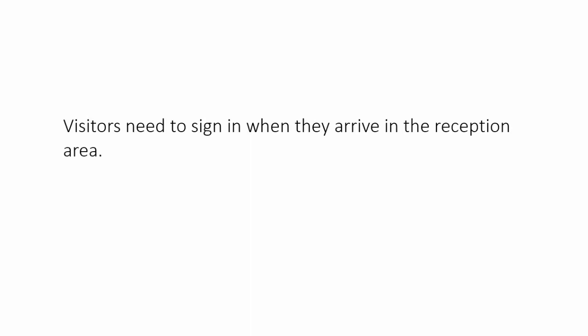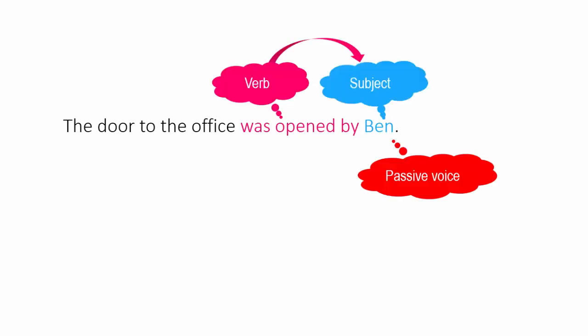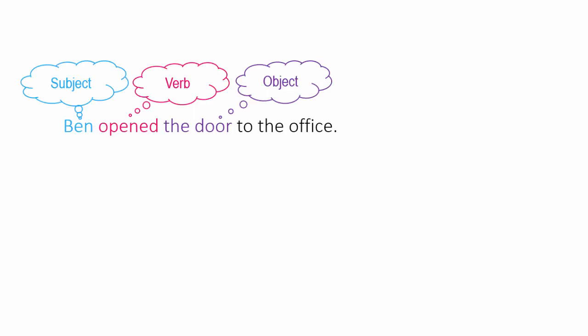There are a few ways you can identify when you're using passive voice in your writing. Sentences where the action or verb comes before the subject are often passive. Here the verb was opened comes before the subject then. Changing the order to subject, verb, object changes the passive voice to be active, and now the subject performs the action.